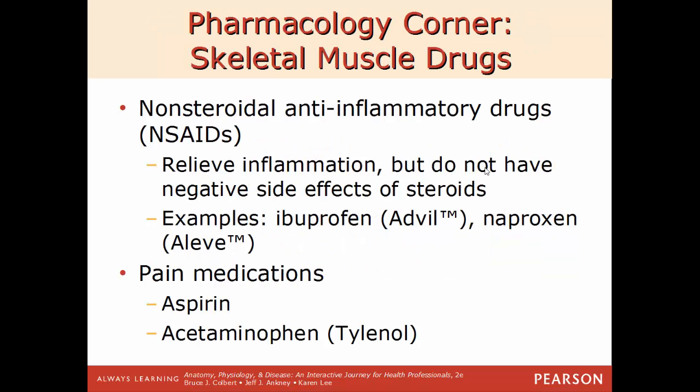Now we'll move on to the pharmacology corner. We'll talk about skeletal muscle drugs. And the first one we'll talk about are the NSAIDs, the non-steroidal anti-inflammatory drugs. These are drugs that will help relieve inflammation, but don't have the negative side effects that steroids do. Some common examples: ibuprofen and naproxen.